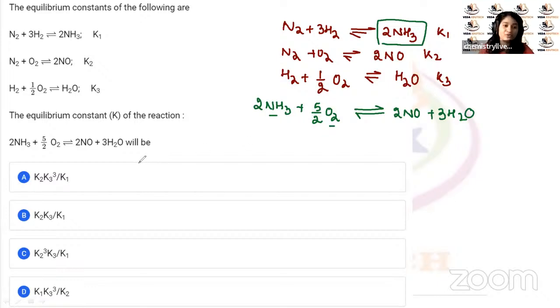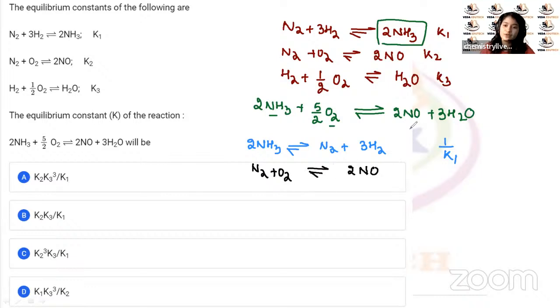So what am I going to write here? I'll write 2NH3 gives rise to N2 plus 3H2, right? And what is going to be the equilibrium constant? It is going to be 1 by K1. Now children, I'll write N2 plus O2 gives rise to 2NO, because I see 2NO is here, so I have to add this equation. So this is as it is, this is K2, right?